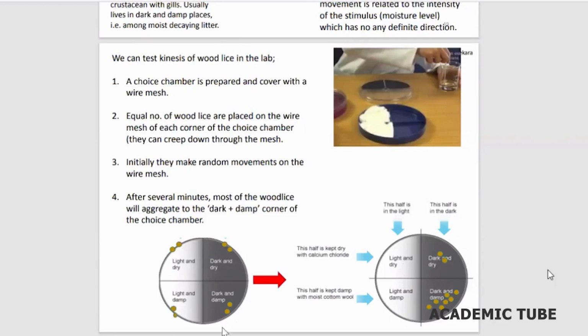Now what we do is that after that we place these mirisatya, those little guys, in the 4 corners of this one, and then allow them to settle for a while. And after that what we see is that most of them will settle in these dark, damp areas. We can test this in the laboratory. Perhaps I will design an experiment.